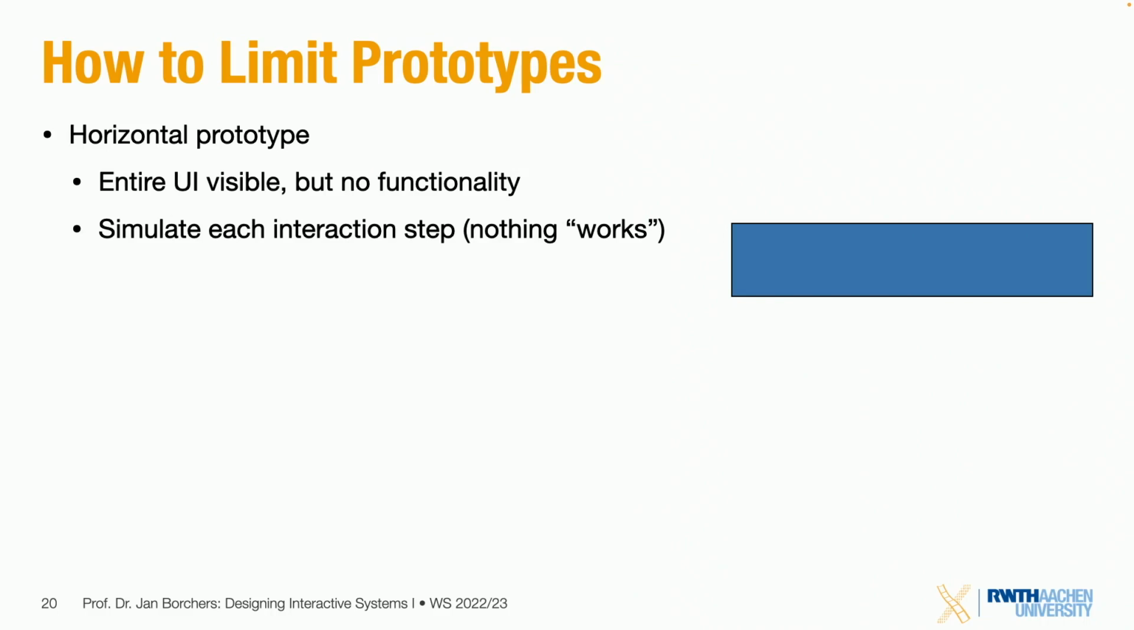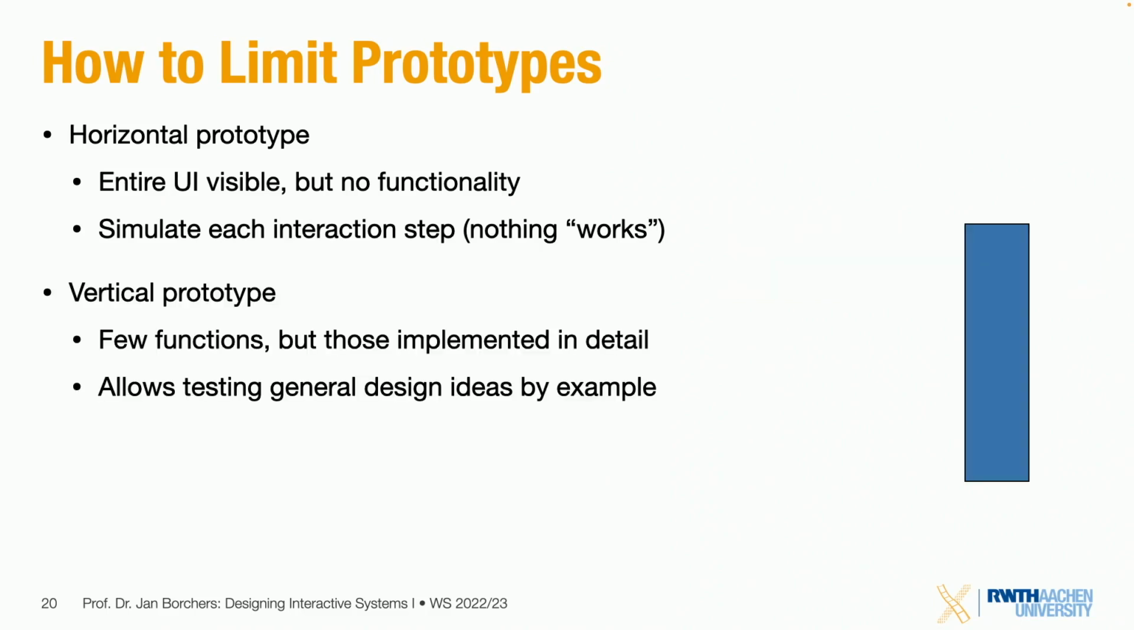So a horizontal prototype means we only implement the top layer. We don't actually build the underlying functionality, the database code, the algorithms, the logic to make it work. We just simulate everything, right? That's what I mean by a horizontal limitation. And that's pretty clear how that works, right? You simulate all the interactions. Nothing actually works in this prototype. It's just fake, but you do see the entire UI.